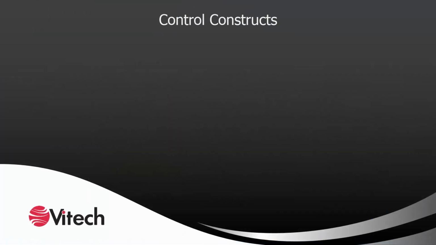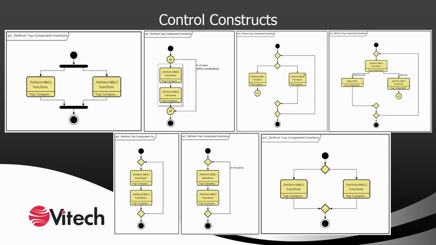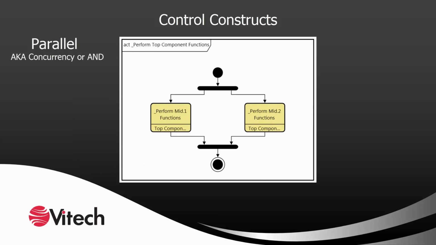Each control construct has a precise definition that prescribes how control will be passed within the construct and when the construct itself will end. There are a number of constructs that can be used, so let's go over them. The first construct is the parallel construct, which is also known as a concurrency or AND construct. The parallel node is followed by separate branches that rejoin and terminate at another matching parallel node. The construct designates that all branches execute concurrently, and all branches must complete before execution can exit.